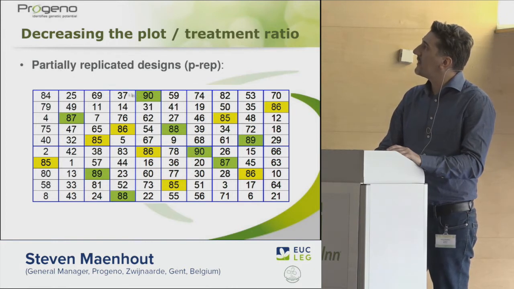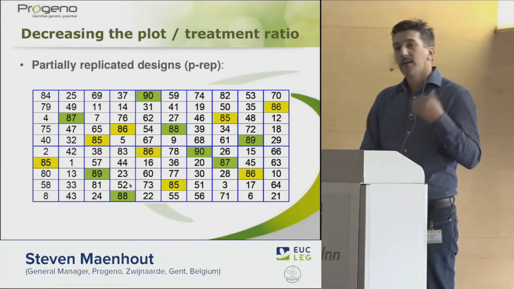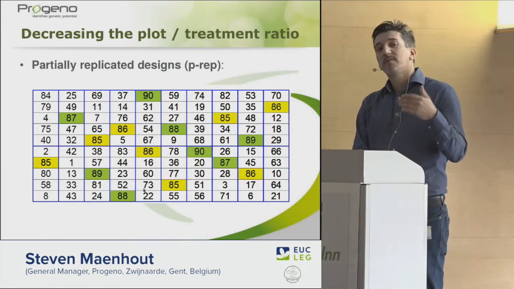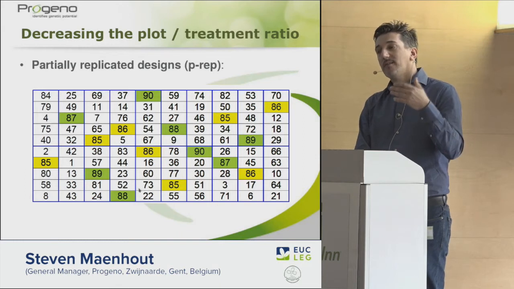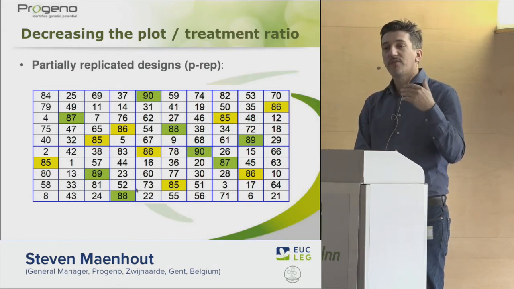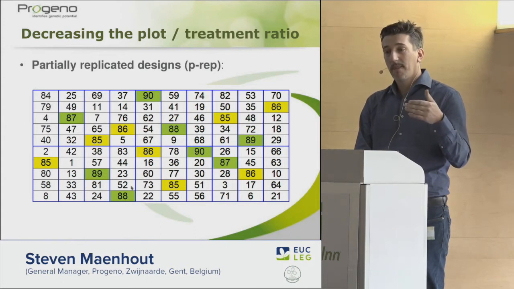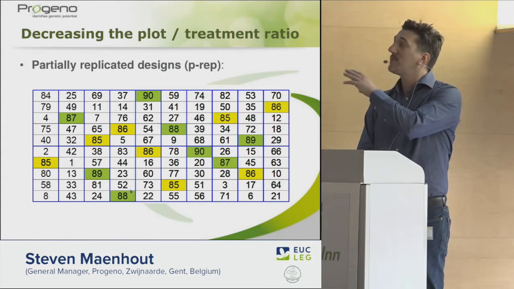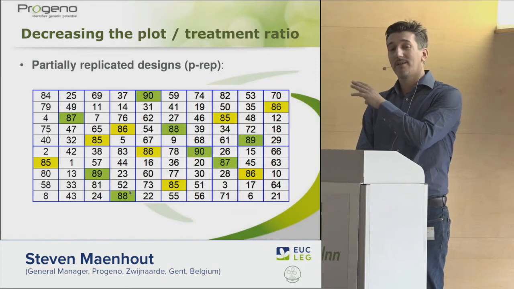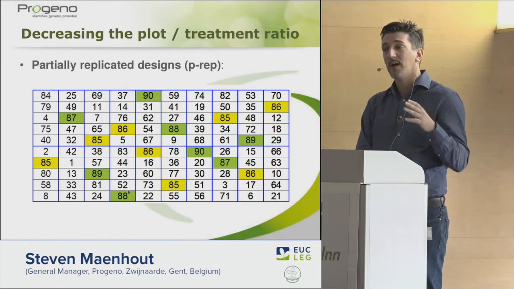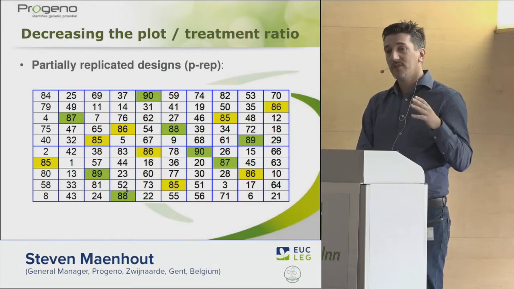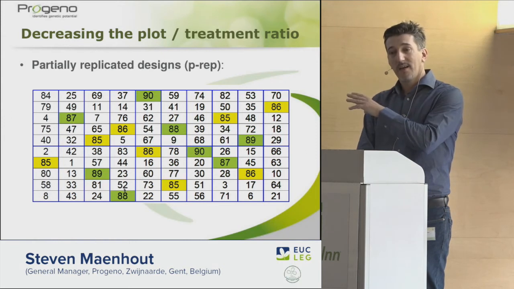The colors just mean the level of replication. So every time it's like going one step further, sacrificing the comparison versus having more plots available for more accessions. It doesn't mean that you have to use p-rep designs, just to be clear. It means that if you have lots of accessions and you're willing to screen them at low precision, you go for this design.